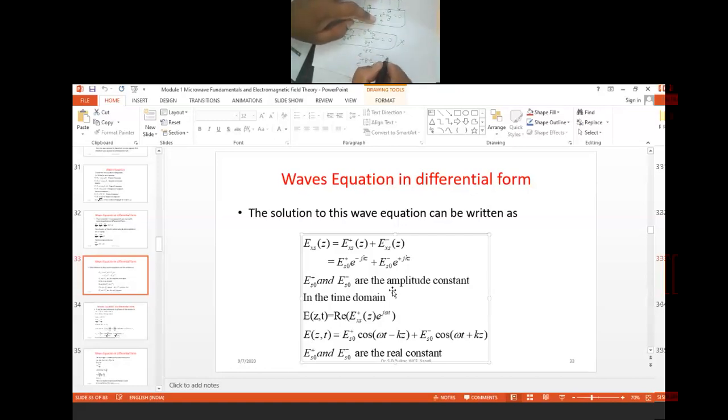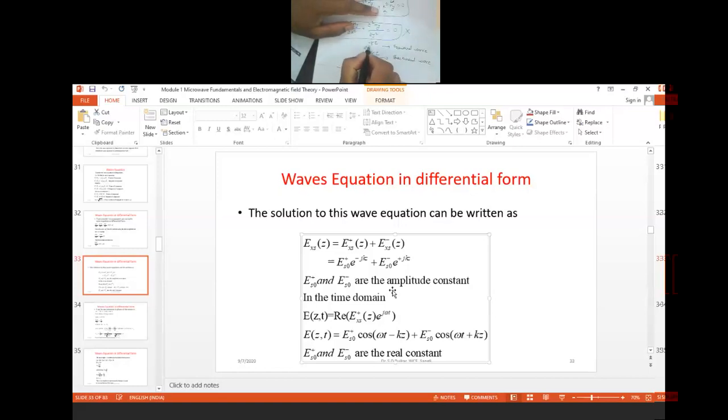e raised to minus gamma z means what? It is a forward wave. And e raised to plus gamma z means what? It is a backward wave. Always remember why we say it is a forward wave and a backward wave.